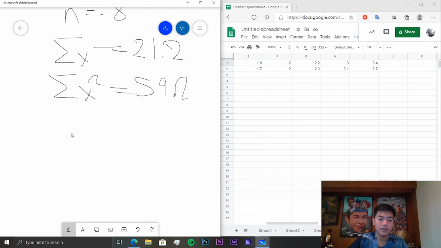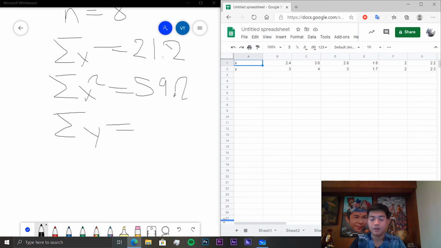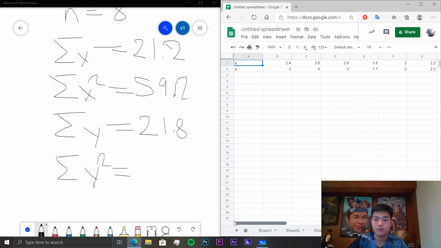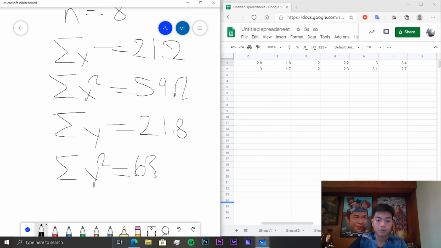Now, for the y values, the sum of the y values is equal to 3 plus 4 plus 3 plus 1.7 plus 2 plus 2.3 plus 3.1 plus 2.7, which is equal to 21.8. And the sum of the y squared values is equal to 9 plus 16 plus 9 plus 1.7 squared plus 4 plus 2.3 squared plus 3.1 squared plus 2.7 squared. So this is equal to 63.08.